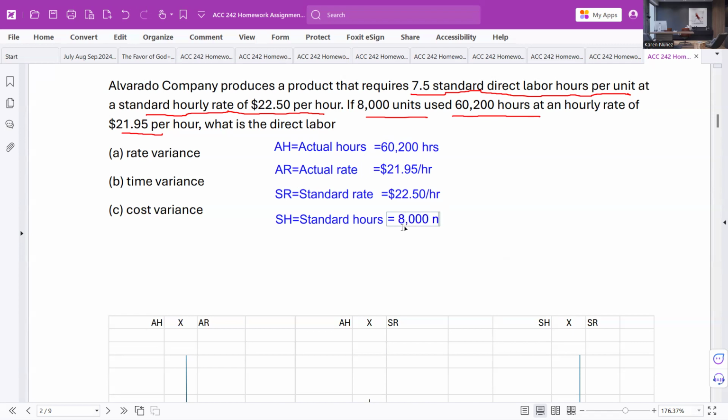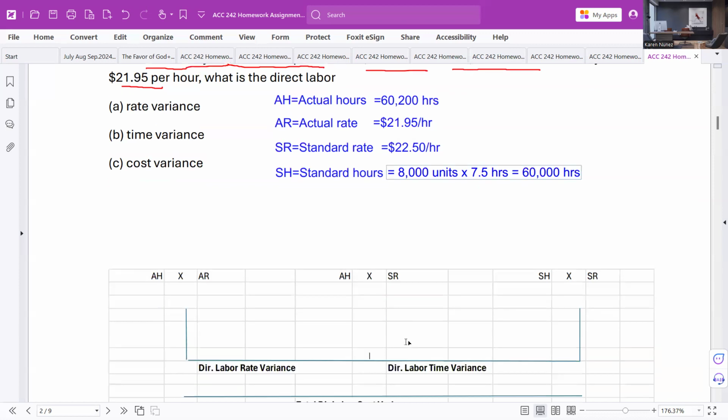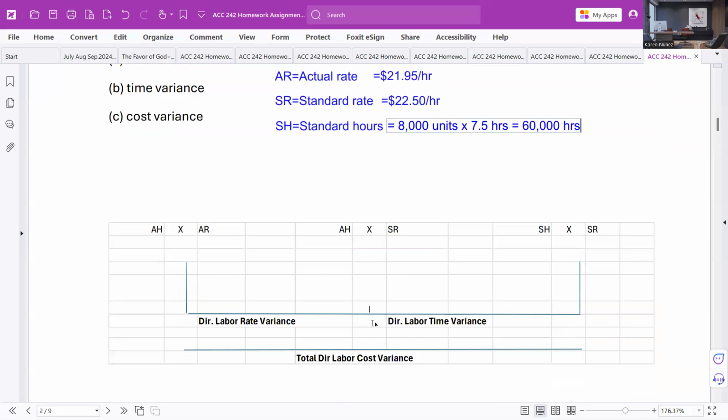8,000 units, and every unit requires 7.5 direct labor hours. So times 7.5 hours. That's what every unit should take. That's a total of 60,000 hours. So the standard hours are going to be 60,000 hours. Well, those are all the variables we need for this basic model.